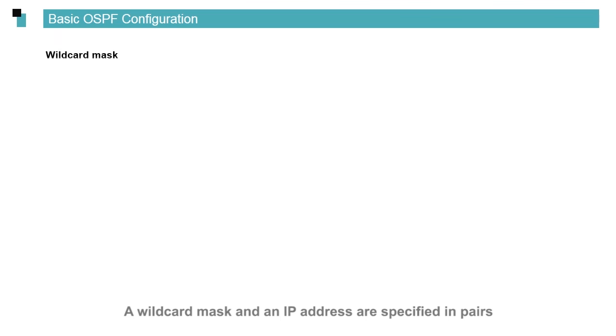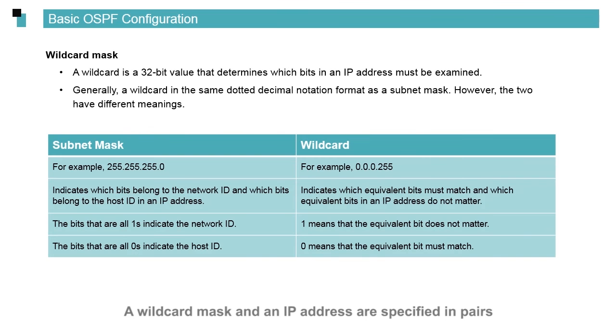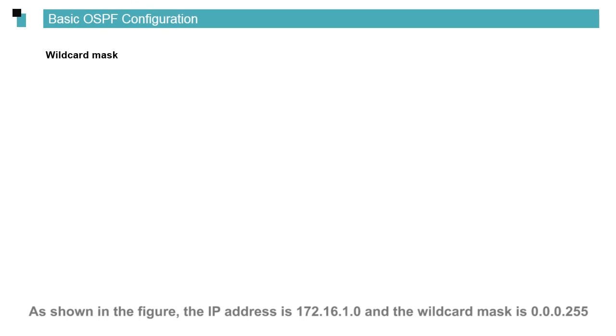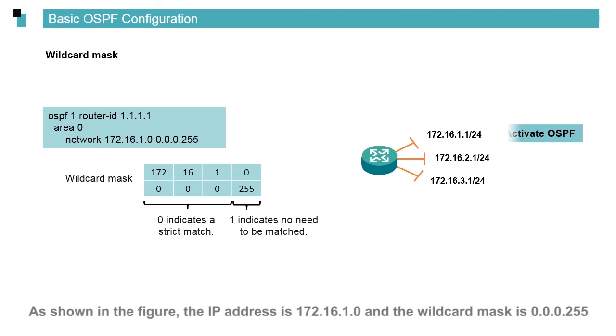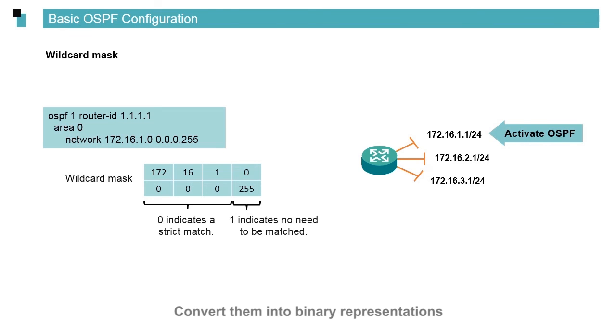A wildcard mask and an IP address are specified in pairs. However, a wildcard mask and a subnet mask are different. In a network mask, the bits that are 1 indicate the network ID. In a wildcard, 0 means that the equivalent bit must match. As shown in the figure, the IP address is 172.16.1.0, and the wildcard mask is 0.0.0.255. Convert them into binary representations.